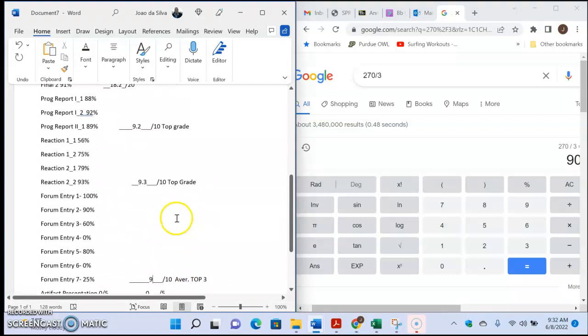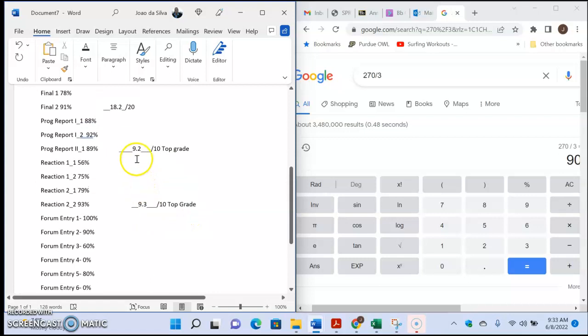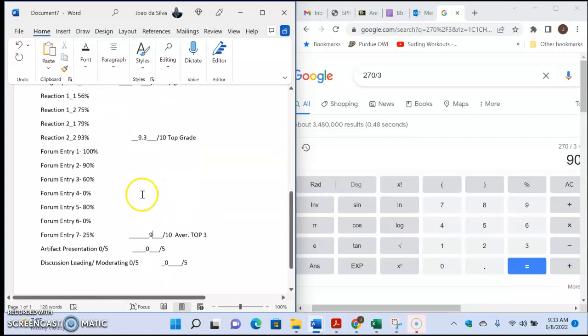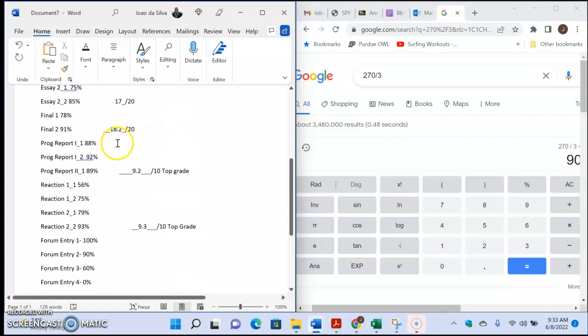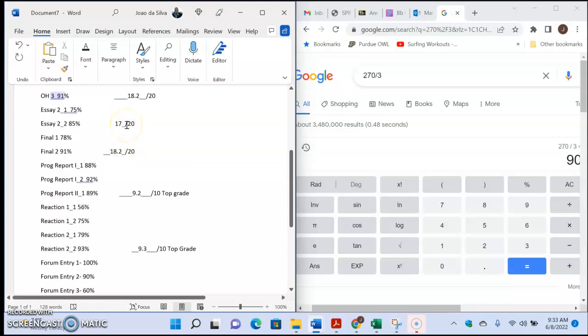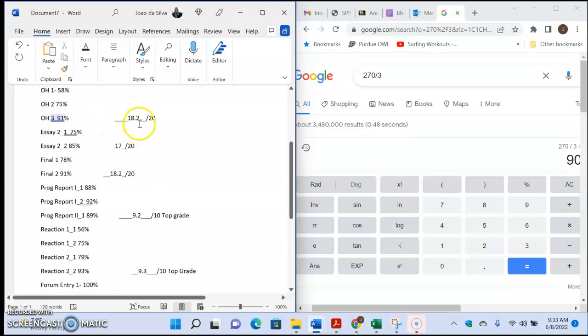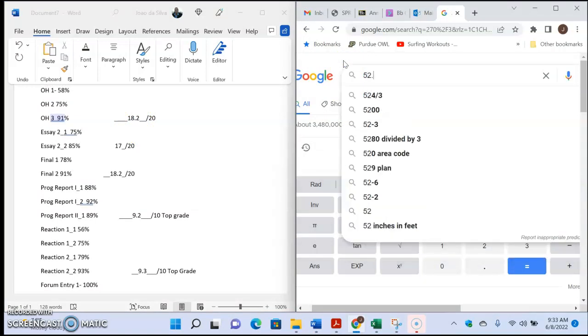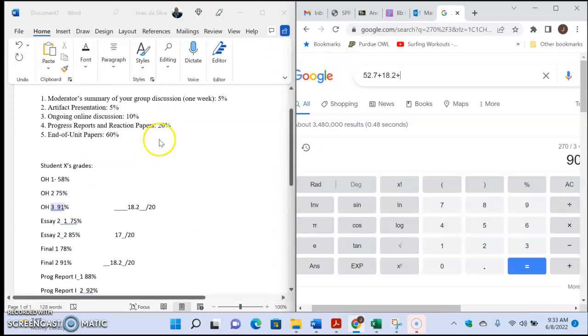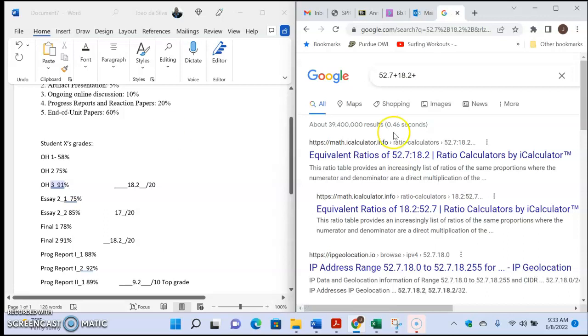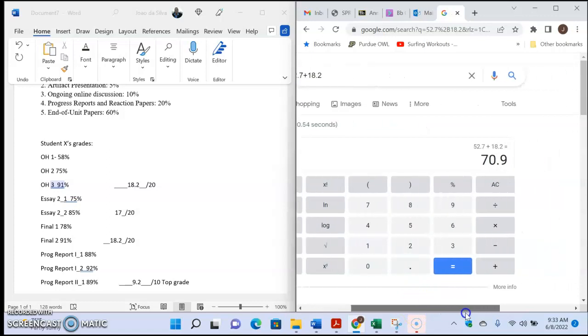This student could have done a lot better, but let's calculate. 9, 18, 27.5, then 35.7, then 52.7, then I'm getting tired. 52.7 plus 18.2 plus. That's it. That's all the student got.